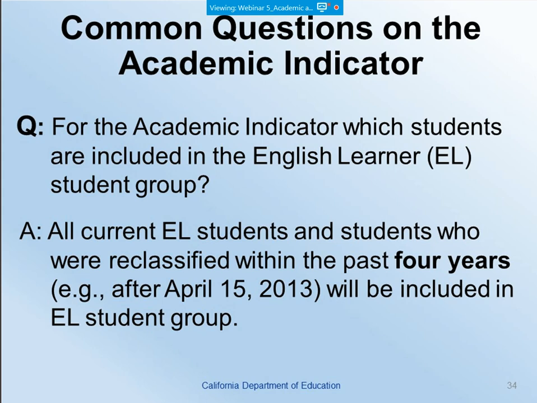We had a very long conversation with the State Board and a very good conversation with the State Board about this, and the decision was made that this academic indicator really should be evaluating a school or an LEA's ELD program, and that's why they decided to include 4 years of English learners and the RFEP students in the EL group.